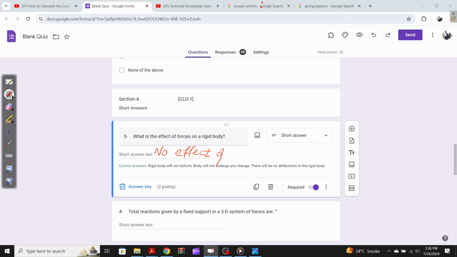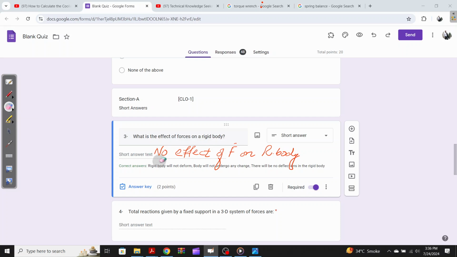of force on a rigid body. No effect of force on a rigid body. So this is the brief answer, and you can write it like this.